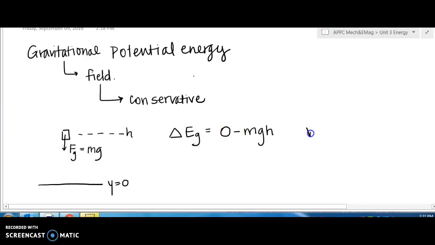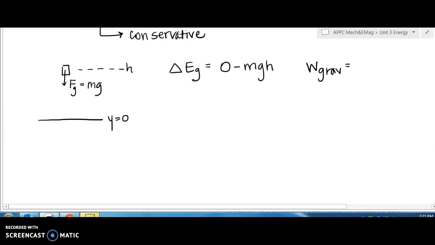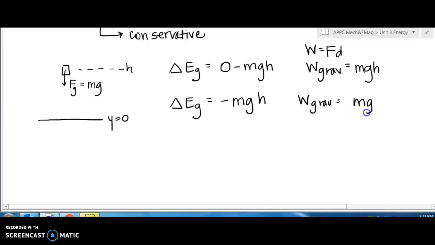Okay. Now what about the work done by the gravitational force? So work is done by a force that's applied when it's parallel to the displacement. So what force is the gravitational field applying? Downwards. It is downwards. But what do we call that force? The force due to gravity, and we can calculate it by m times g. And then remember, if work is force times distance, then what would the distance be here? H. So our change in gravitational energy was negative mgh, and our work done by the gravitational field was equal to mgh.